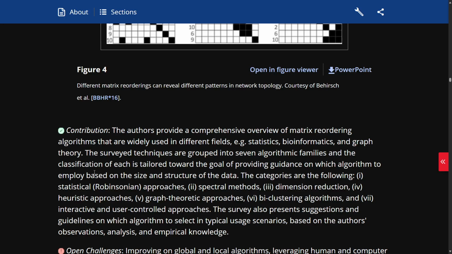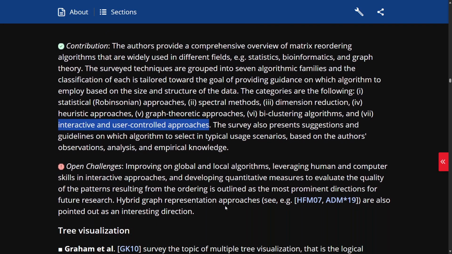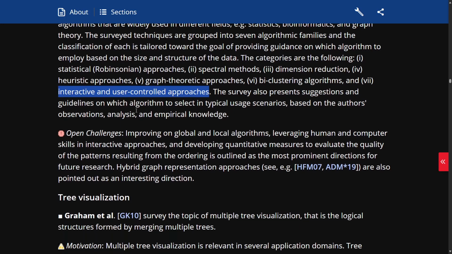1. Statistical, Robinsonian, approaches. 2. Spectral methods. 3. Dimension reduction. 4. Heuristic approaches. 5. Graph theoretic approaches. 6. Bi-clustering algorithms. And 7. Interactive and user-controlled approaches. The survey also presents suggestions and guidelines on which algorithm to select in typical usage scenarios, based on the author's observations, analysis, and empirical knowledge.